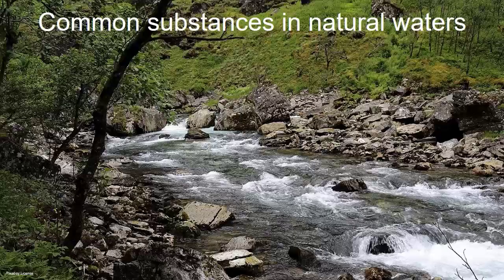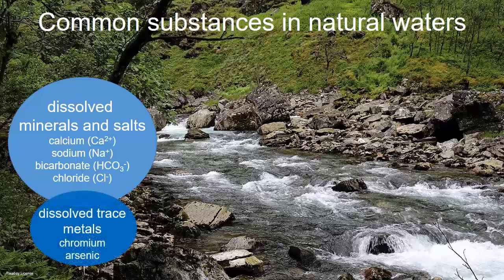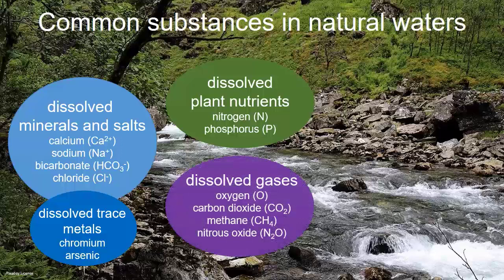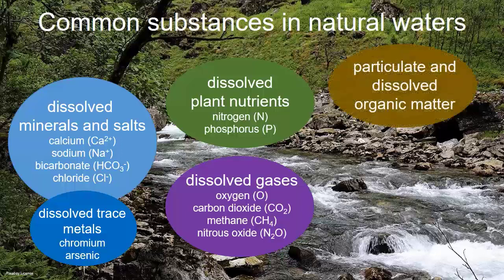Natural waters contain a wide range of substances, including dissolved minerals and salts and trace metals, all of which are influenced mainly by the geology of river basins. There are dissolved plant nutrients like nitrogen and phosphorus, whose natural levels are influenced mainly by processes of plant uptake and decomposition. A range of dissolved gases are produced and consumed in natural waters through biological processes, which are strongly influenced by levels of particulate and dissolved organic matter in the system.